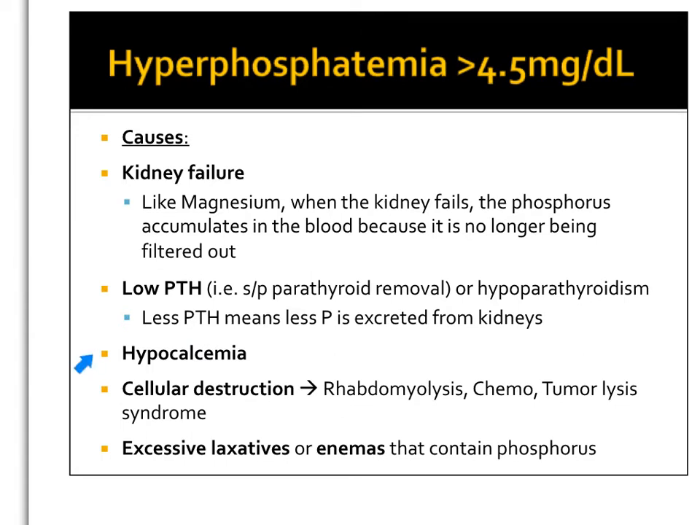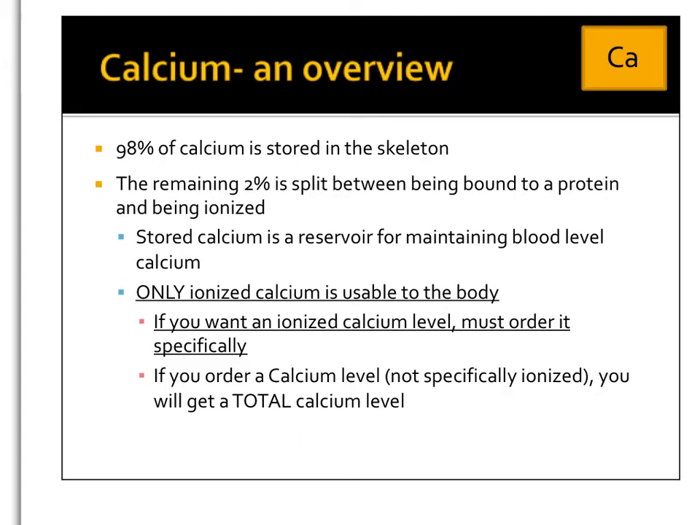Just like we mentioned here, hypocalcemia. When calcium levels are low, phosphorus levels are generally up. Cellular destruction, we can see this here as well in conditions like rhabdo or tumor lysis syndrome. And then, of course, excessive use of laxatives or enemas that contain phosphorus, that can certainly raise your phosphorus levels. All right, we're moving on now to calcium.